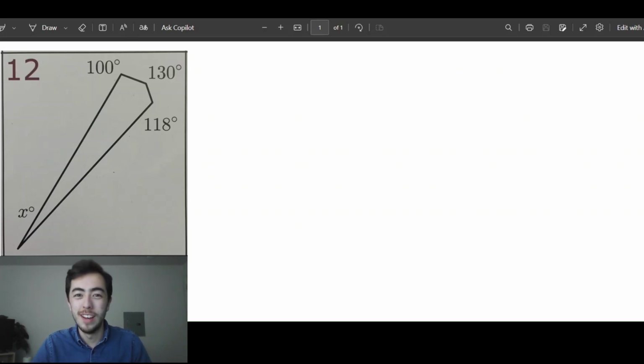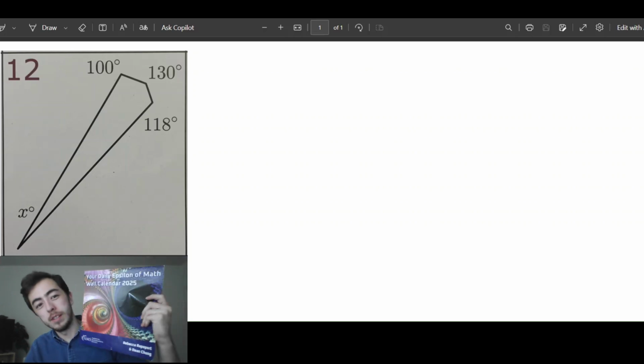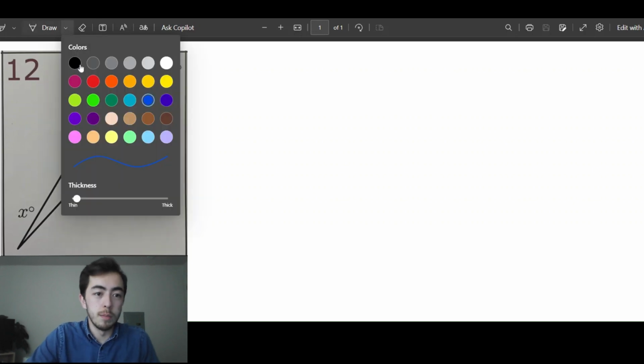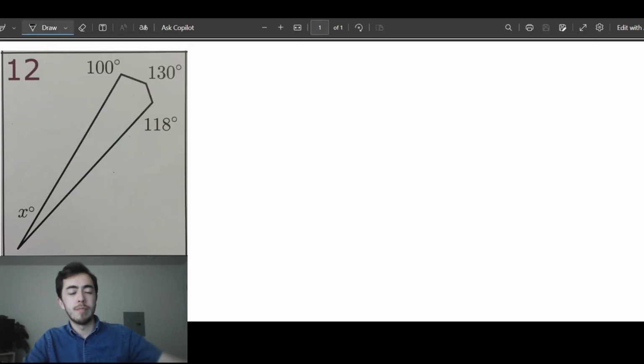It's June 12th, and we're solving problem number 163 from the Daily Epsilon calendar. And let's show why x needs to be 12 degrees today. And honestly, the solution here is pretty quick.